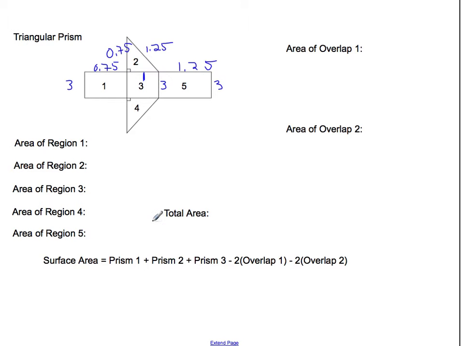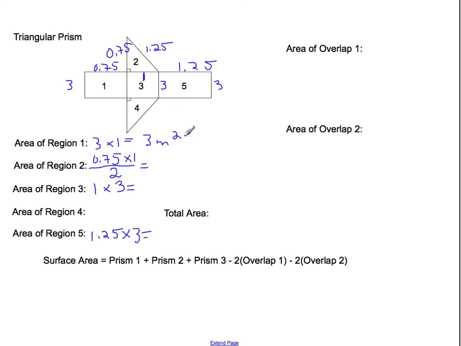So now let's find the area of each region. The dimensions of region 1 are 3 by 1. The dimensions of region 2, which is a triangle, is base times height, so I'm going to start with the height: 0.75 times 1. And it's a triangle, so we have to divide that area by 2. The dimensions of region 3 are 1 by 3. Region 4 and region 2 will have the same surface area, so I'll just transfer that down. And region 5 is 1.25 times 3. So we have 3 meters squared here.